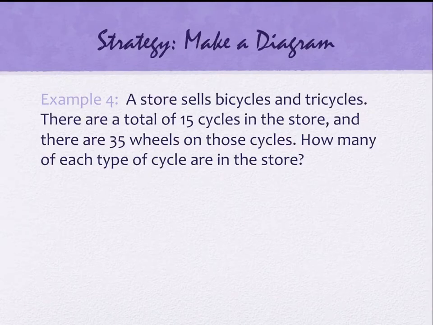A store sells bicycles and tricycles. There are a total of 15 cycles, when you include both, in the store. There are a total of 35 wheels on those cycles. How many of each type of cycle are in the store?